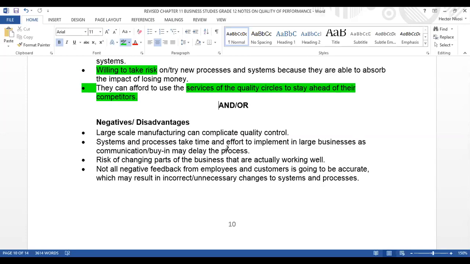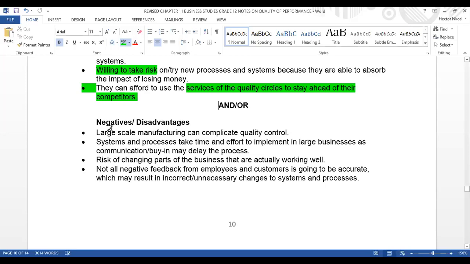Like for instance, now we're facing Corona. We know that we need to be sanitized every time we enter the store or wherever we go. But I'm telling you right now, sometimes when you place systems or quality controls in these large businesses, it might take time and it can be difficult, because now you're dealing with so many people at the same time. Also, there's the risk of changing parts of the business that are actually working well.